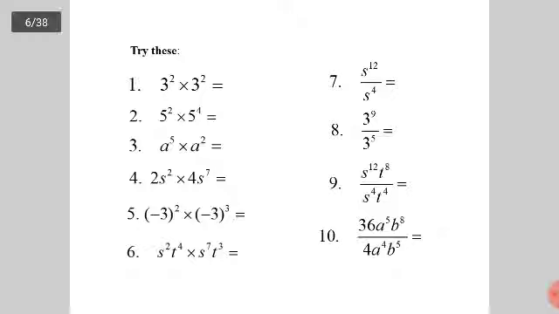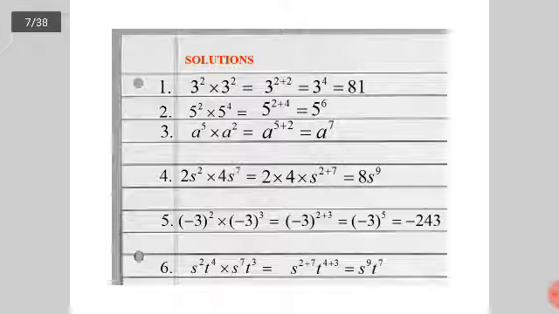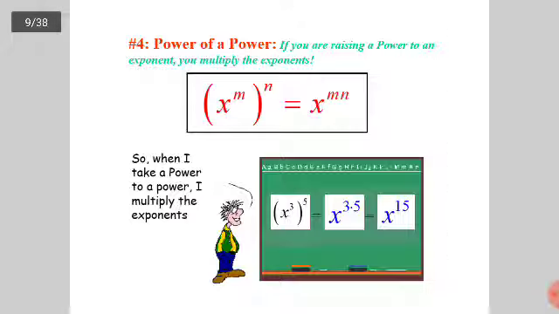Okay, try this. Next one, powers of a power. If you are raising a power to an exponent, you multiply the exponents. x power m, the whole power n. Bracket means multiplication. Powers are to be multiplied. x power m the whole power n equals x power m into n.